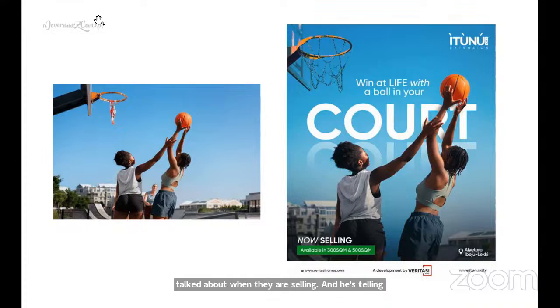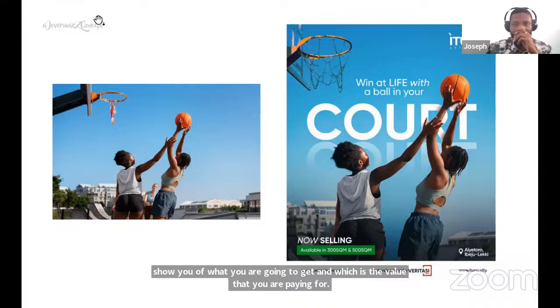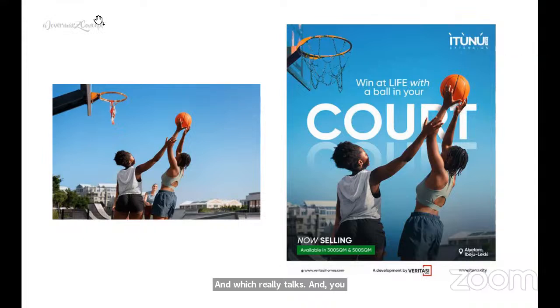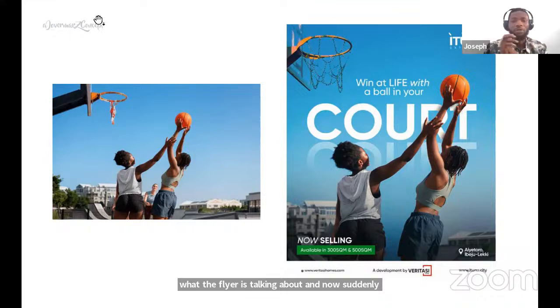The focal point is, okay, we are selling, which is the court that they talked about, and it's telling you that they are now selling. And the basketball shows you that you can get what you want easily from what they are selling. Even though the image is not talking, it's showing the picture, it shows you what you are going to get and the value that you are paying for. From the company name to what the flyer is talking about and now selling, everything reflects what the flyer should be talking about. Very good observation. Thank you so much, Matthew.